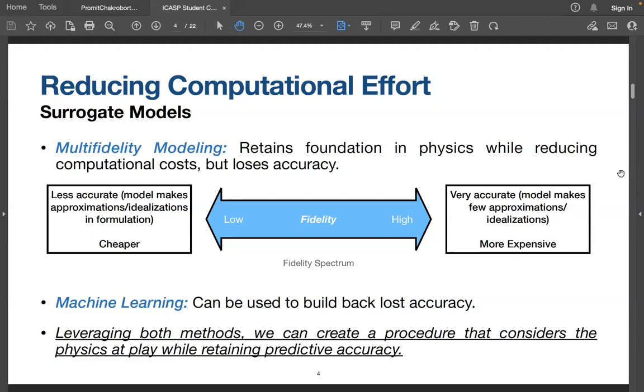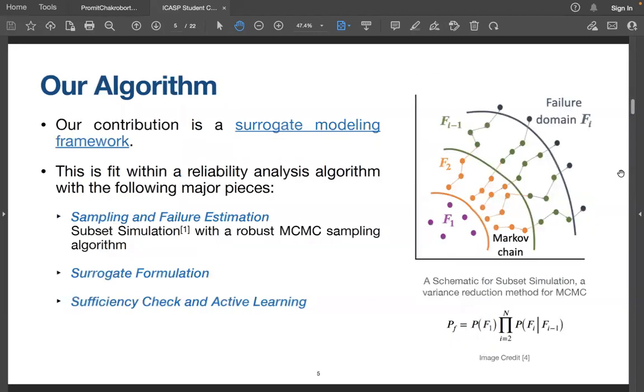However, we can leverage both methods and therefore create a procedure that considers both the physics at play and retains the predictive accuracy. This is our contribution. We basically propose a surrogate modeling framework and fit it within a larger reliability analysis algorithm, which has three major pieces. The first is the sampling and failure estimation. Secondly, we have the surrogate formulation itself. And finally, we have what is called the sufficiency check and active learning.